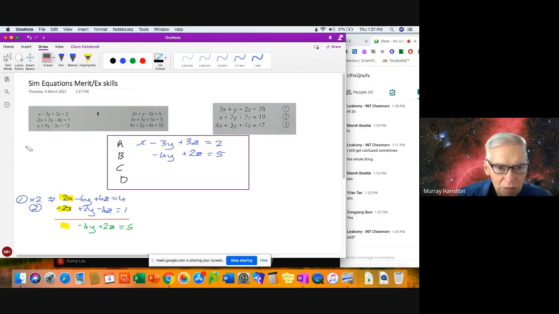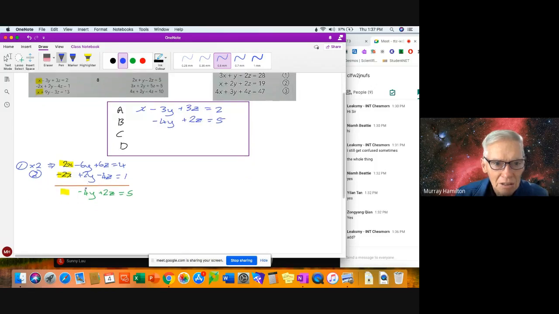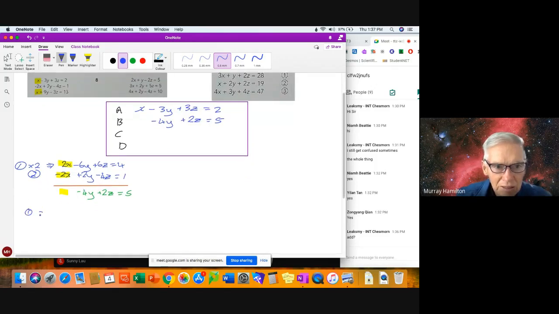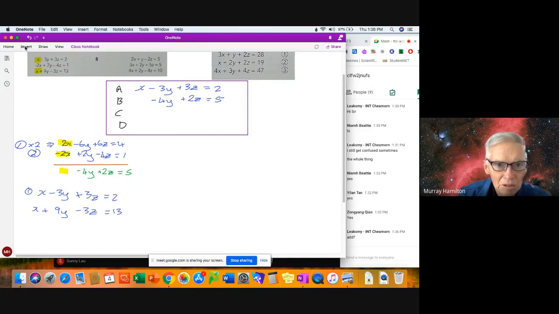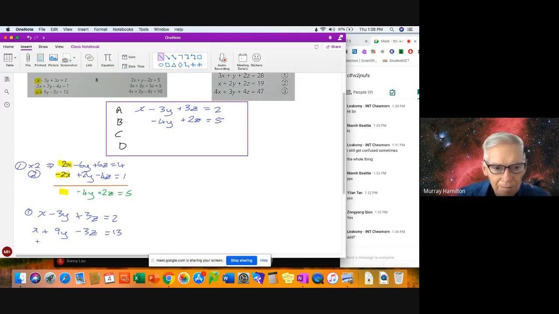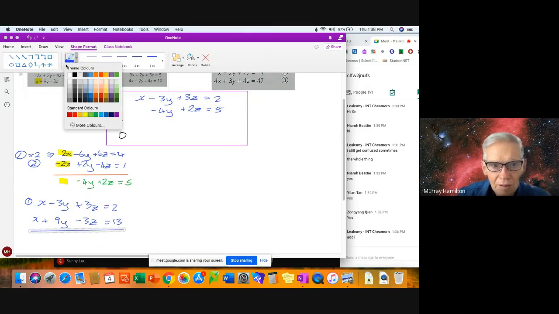Right, then we've got equation C, and C is made up from combining equations 1 and 3. We can see equation 1 has just an x, and this has just an x, so I don't have to do any multiplying for that one. I'm going to copy out equation 1 as it is, x minus 3y plus 3z equals 2. I copy equation 3 below it, minus 3z equals 13. Now, am I going to add or subtract for these two? Who can tell me whether I add or subtract? I want an answer.